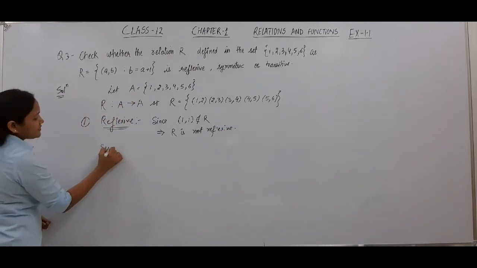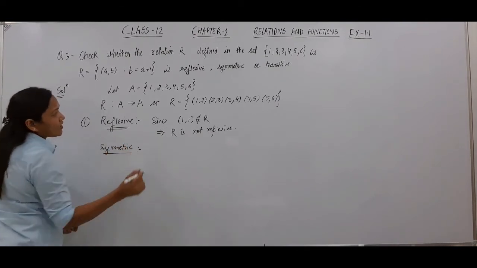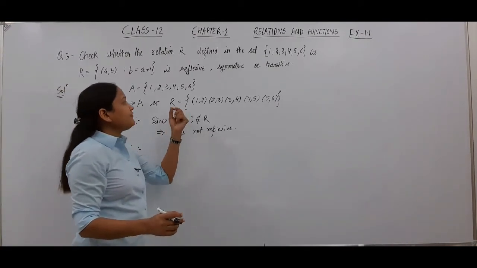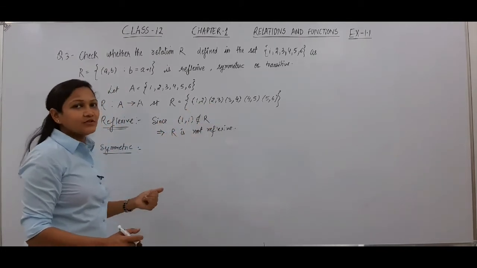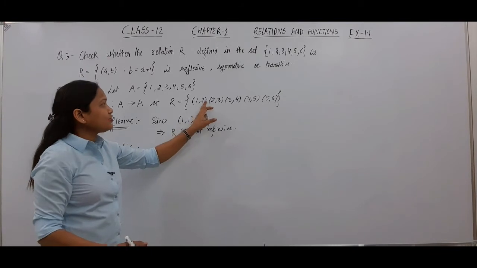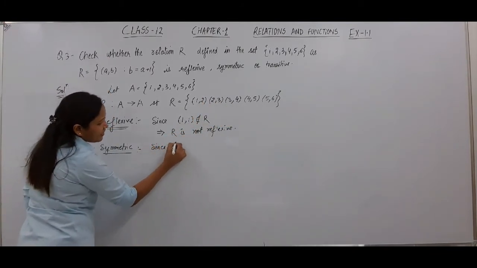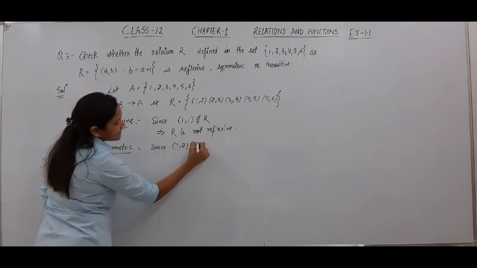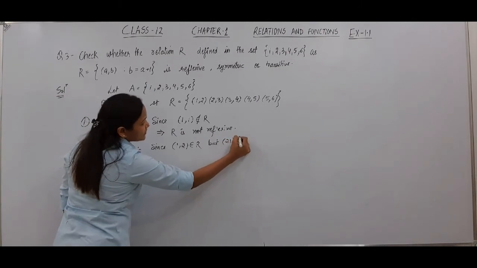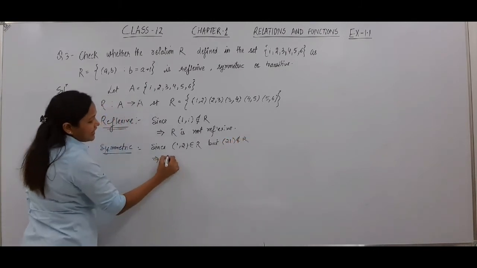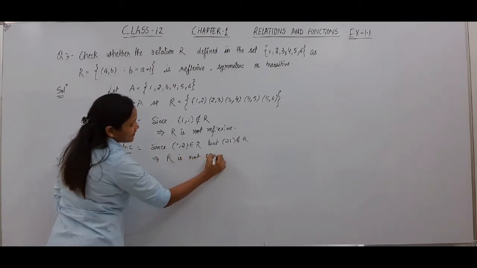Secondly, for symmetric, now for symmetric, if A is related to B, then B must be related to A. Here 1 is related to 2 but 2 is not related to 1. Since (1, 2) belongs to this relation but (2, 1) does not belong to R, that implies R is not symmetric.